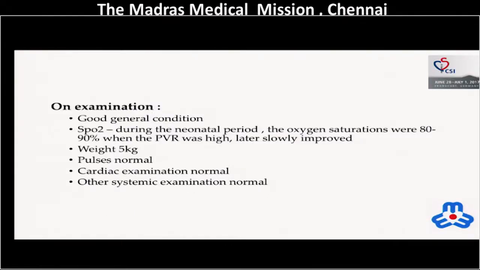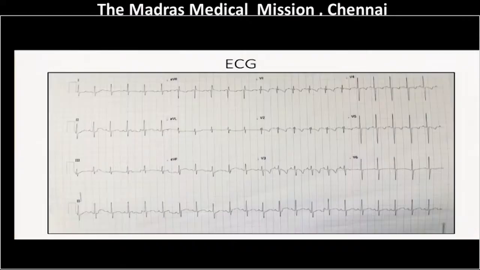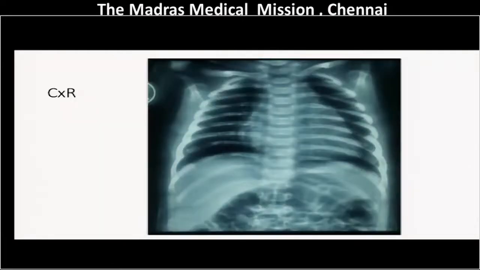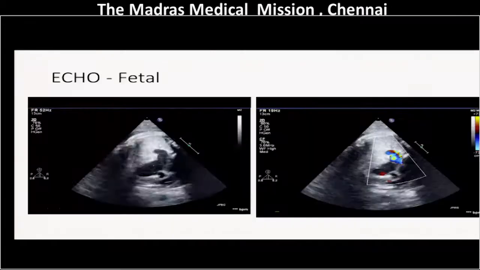Going back to our patient, on examination, good general condition. In the neonatal period, the oxygen saturations were about 80 to 90% when the PVRI was high, lately slowly improved. Weight of 5 kilos, pulses were normal, cardiac examination was normal. ECG was a sinus rhythm with a ventricular rate of about 140 with a normal QRS axis. Chest X-ray showed situs solitus, levocardia with a cardiothoracic ratio of about 55% with pulmonary oligemia.